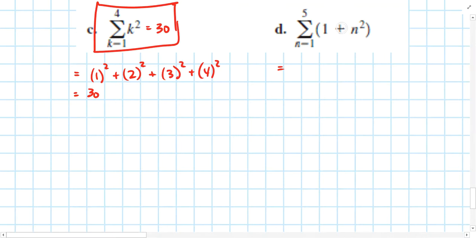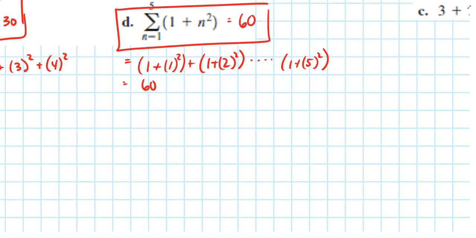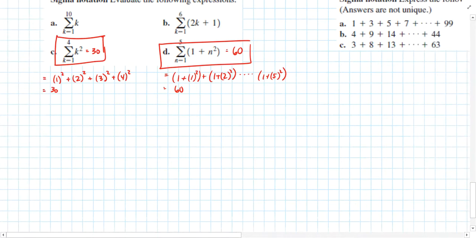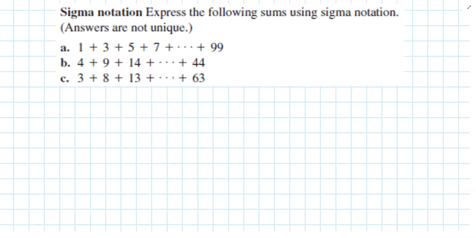For part D, we're taking 1 plus n squared. So 1 plus n squared for n values between 1 and 5. So 1 plus 1 squared plus 1 plus 2 squared, and so on, all the way up to 1 plus 5 squared. And I believe this result comes out to be 60. So the summation notation here leads us to a result of 60. And so I think you should be able to handle A and B on your own. Try those and then see me if you have any questions.